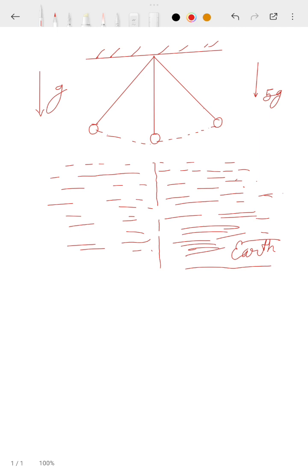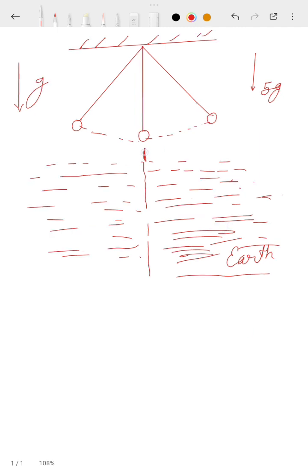About this mean position, right of it gravity is more, 5g, and left of it gravity is g. It looks very interesting because many things change just about this point. About this mean position, many things will change. Right of the mean position, the frequency will be different and the time period will be different, and just left of this mean position, the frequency and time period will be different.